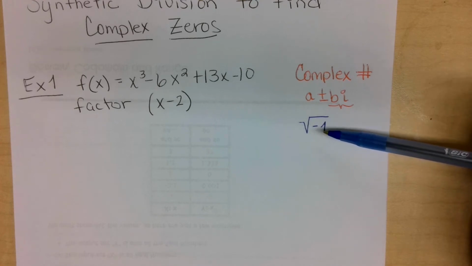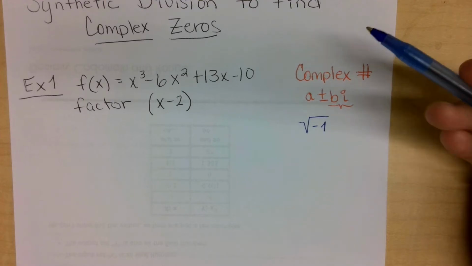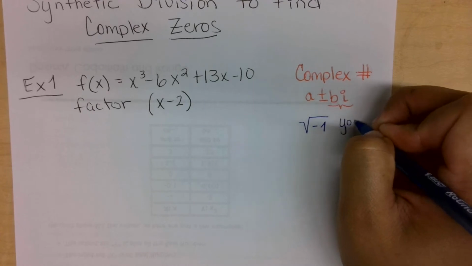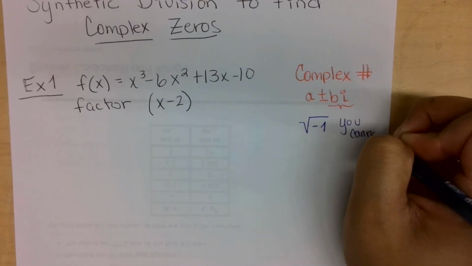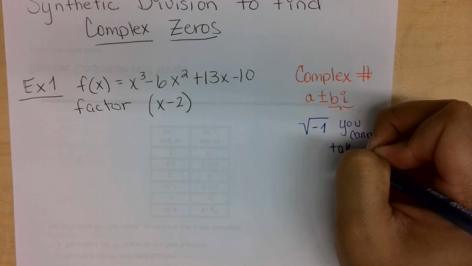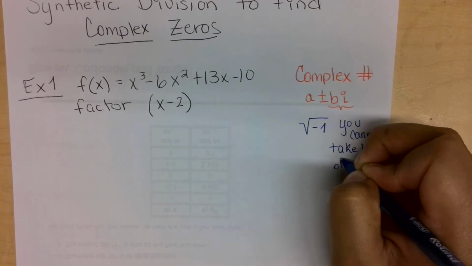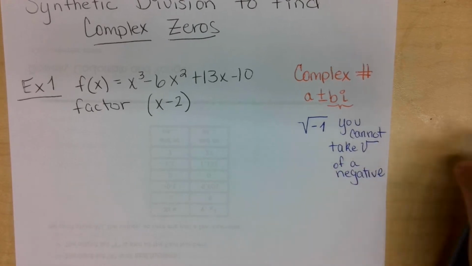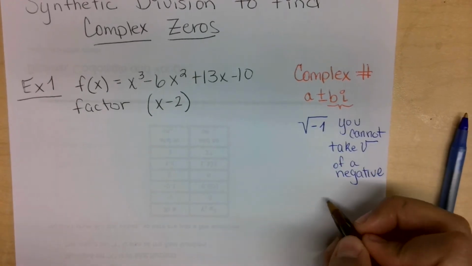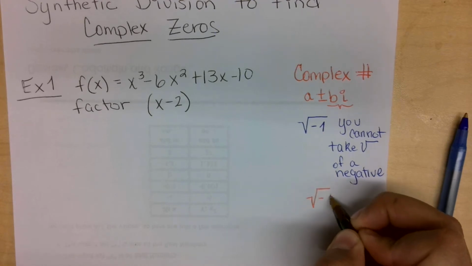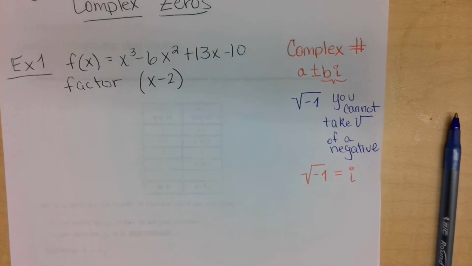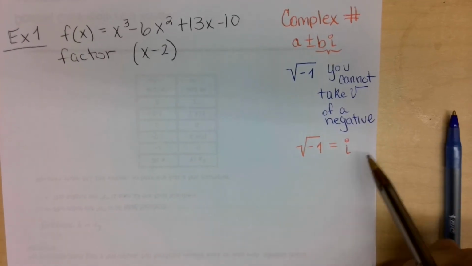Go ahead and try that into the calculator, and you'll notice that it says error because you can't take the square roots of a negative. You cannot take the square roots of a negative. So that is when imaginary numbers come into play, because the square root of -1 is equal to i. So that's how we start getting into complex numbers.